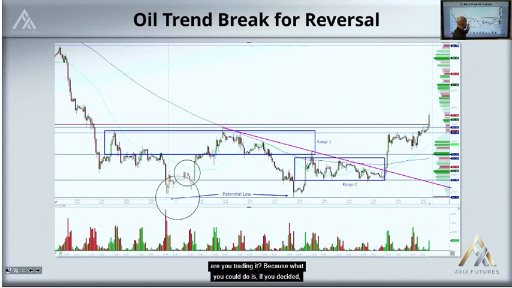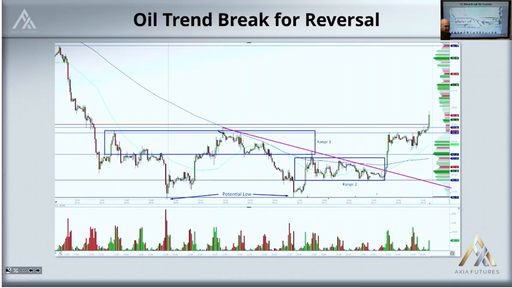So how are you trading it? Because what you could do is if you decided, right, this looks like a double bottom, I'm going to try and get in early. You could use this range to try and buy it. But this range is still 3-4 days. But what gives you an opportunity, and this is what a trend's going to help you with, is this trend that we've got here is creating this compression. This is now your opportunity to buy on the break of trend.